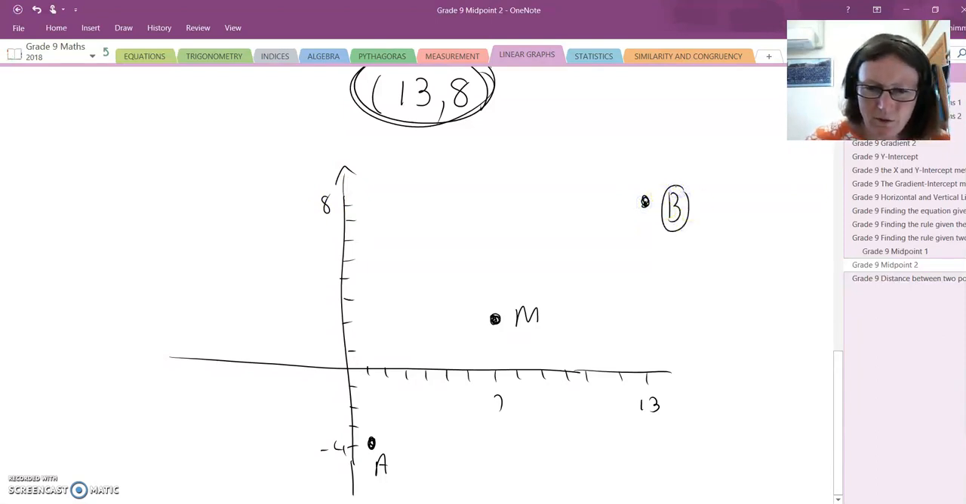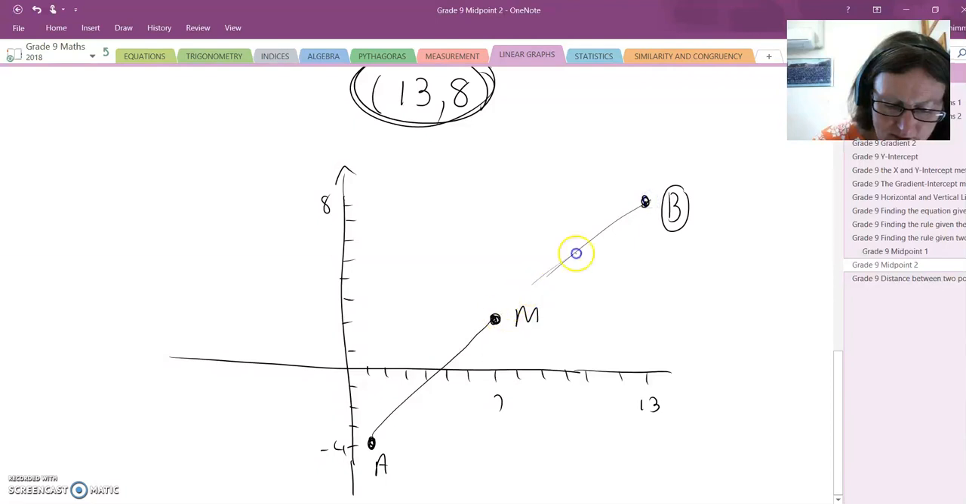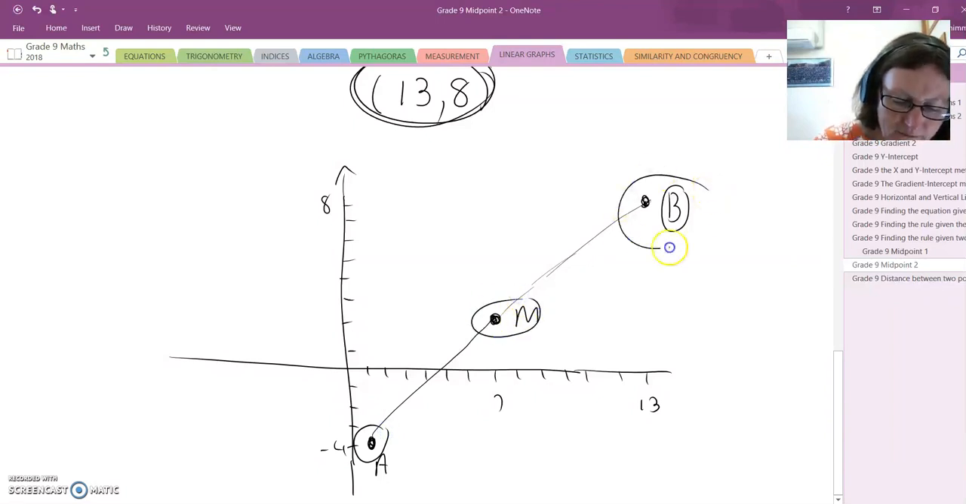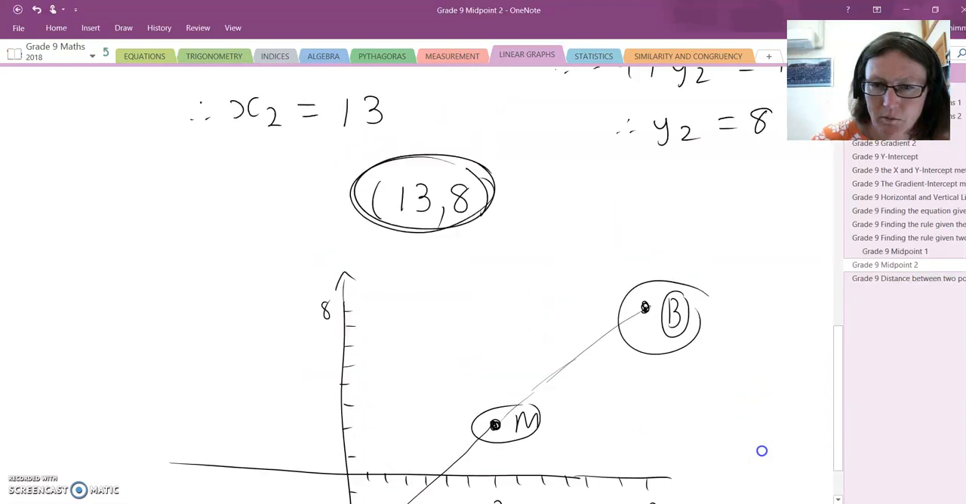Let's have a quick look. That looks about right, doesn't it? That distance there looks about equal to that distance there. So that's just a quick visual of what we've actually done. We were given this point, we were given this point, and we found point B.